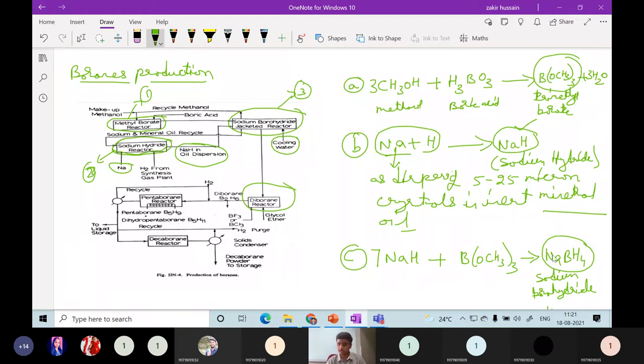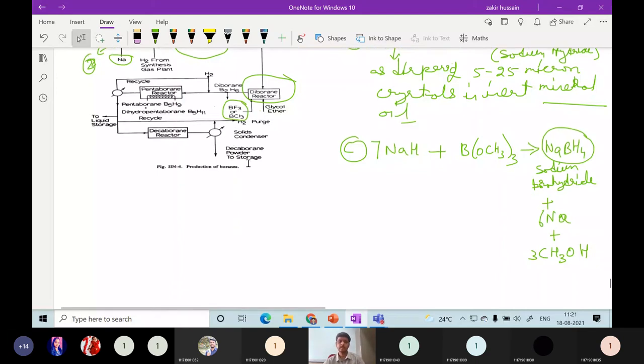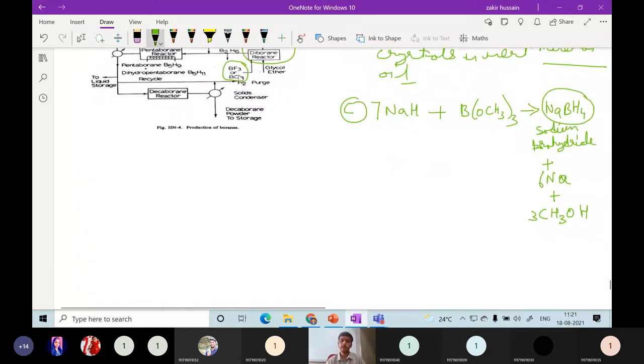Then the sodium borohydride which is formed will be sent with a glycol ether. The glycol ether will be used in the diborane reactor, and diborane will be formed. This diborane will once again be reacted with BF3 or BCl3. That is reaction D, which will be taking place there.